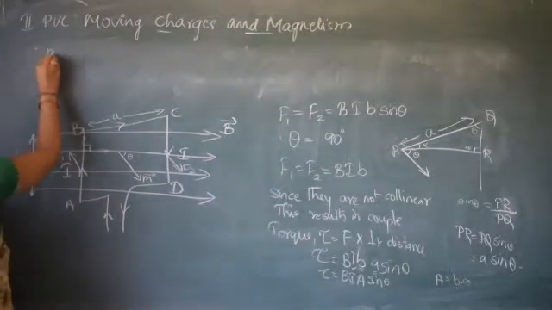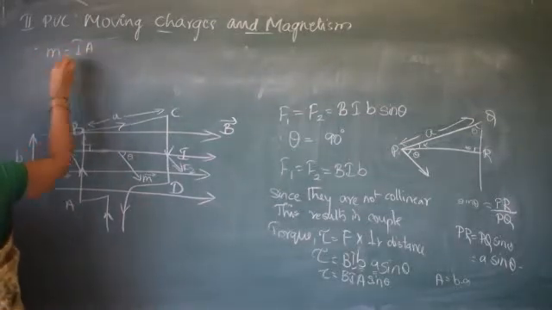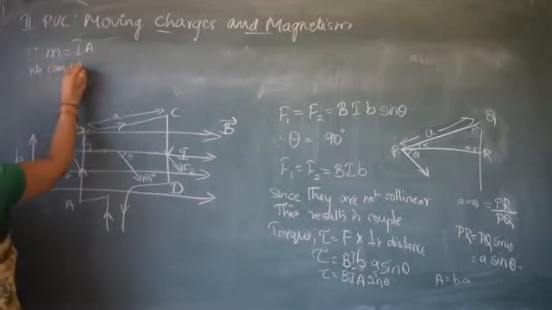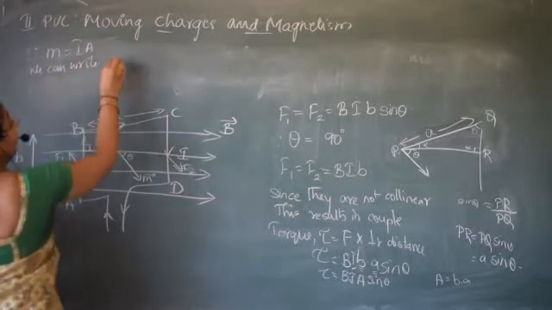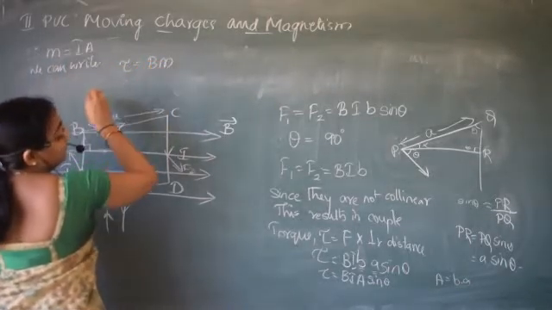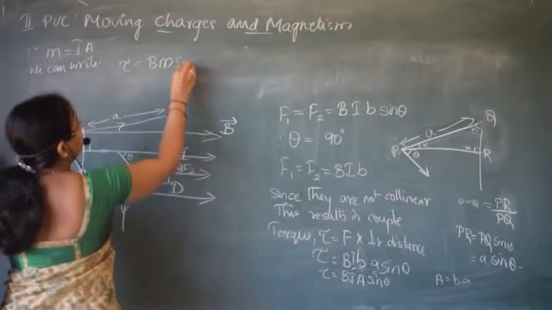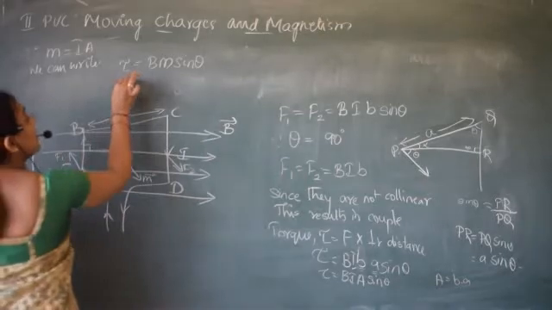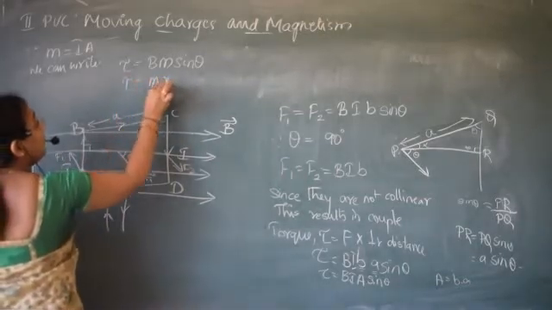Since M is equal to I into A, we can write tau is equal to B M sin theta. Correct? One A is I A. Okay, B M sin theta. Or else we can write tau is equal to M cross B.